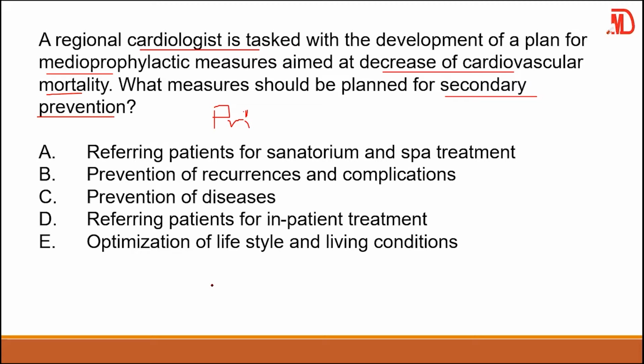So in primary prevention, we are preventing the disease from even coming. With secondary, the disease has come, but we are trying to reduce recurrence and complications. In secondary, complications have come, isn't it? But we are trying to prevent permanent disabilities. So you see how interesting this whole thing is. If you understand it that way, this question will be easy for you. So what measures should be planned for secondary prevention? Of course, your answer is prevention of the recurrences and complications.